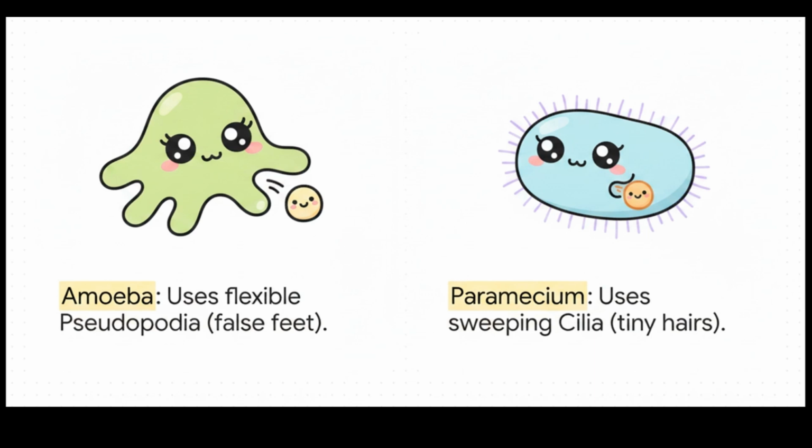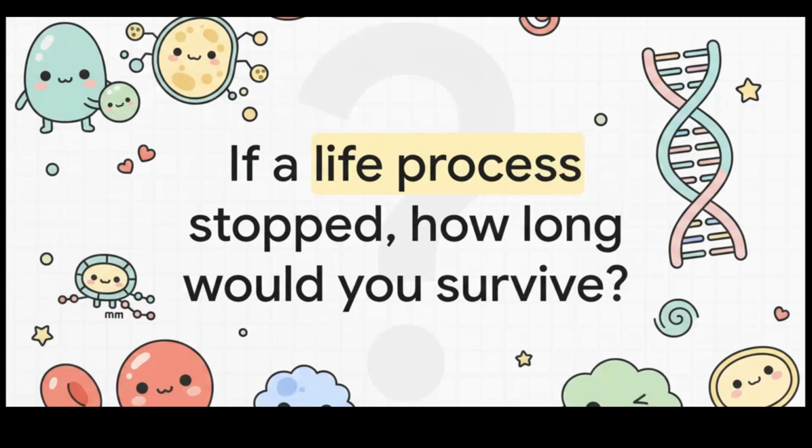On the other hand, the paramecium has this beautifully fixed, almost slipper-like shape, and it uses cilia. Cilia are these tiny, sweeping, hair-like structures all over its body that essentially just brush the food right into its mouth area. We've seen today that life isn't defined by the big things we do, like jumping or running or shouting. It is defined by the relentless, microscopic hustle happening inside ourselves every single second of the day.